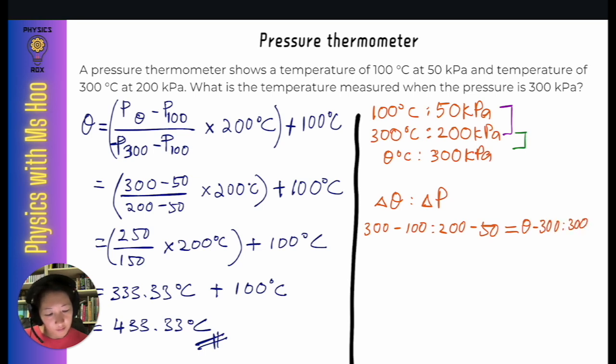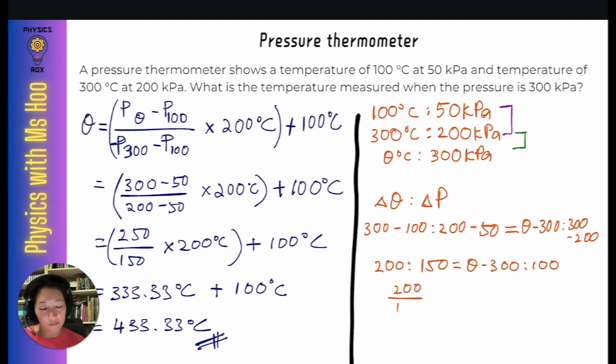Okay, whoops, there's not enough space. I'm just going to put it on the next line. Alright, and now let's solve this. So we'll have 200 ratio to 150 equals to theta minus 300 ratio to 100. We're going to change the ratio to fractions. So this gives us 200 divided by 150 equals to theta minus 300 divided by 100.